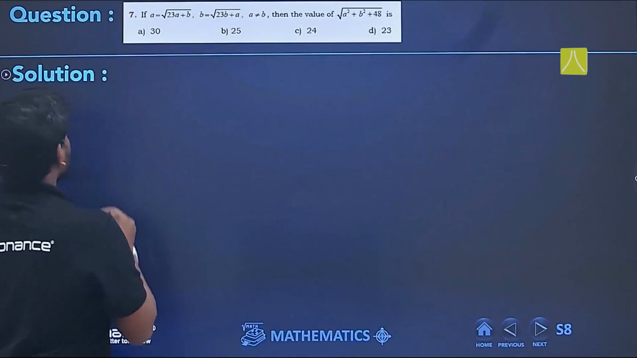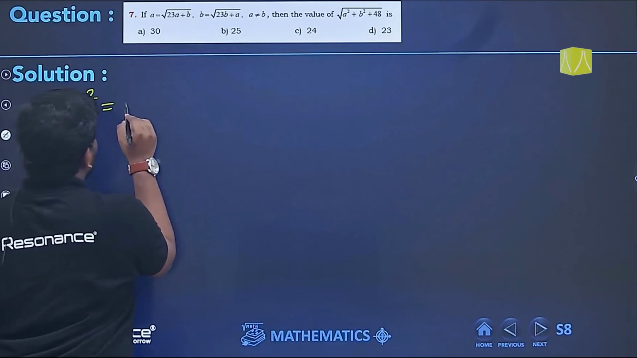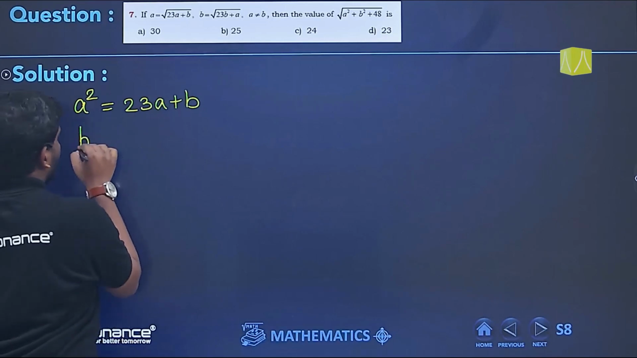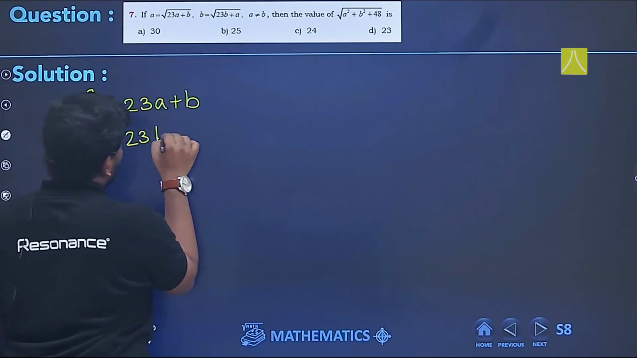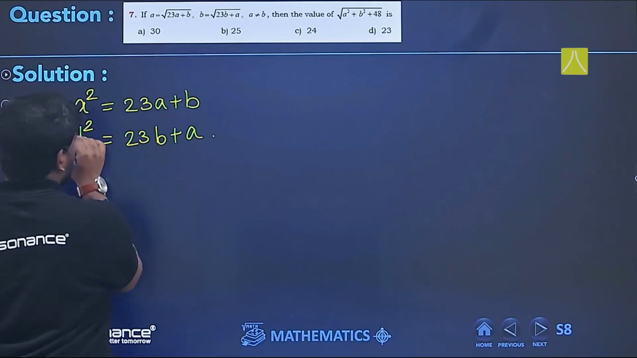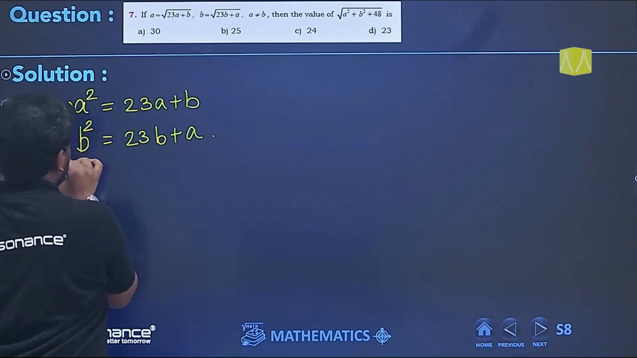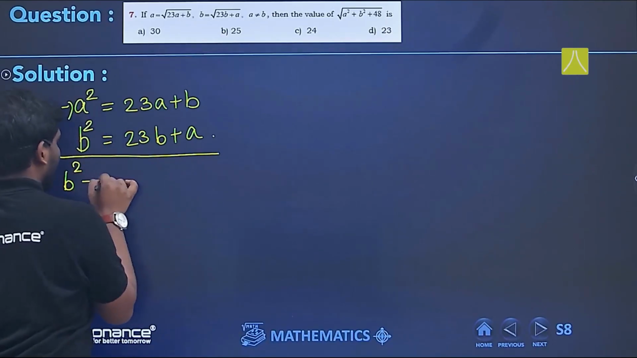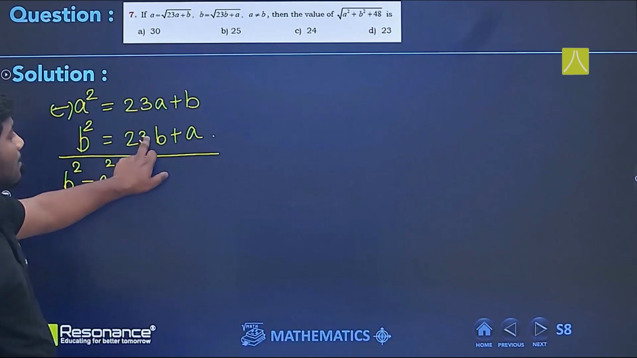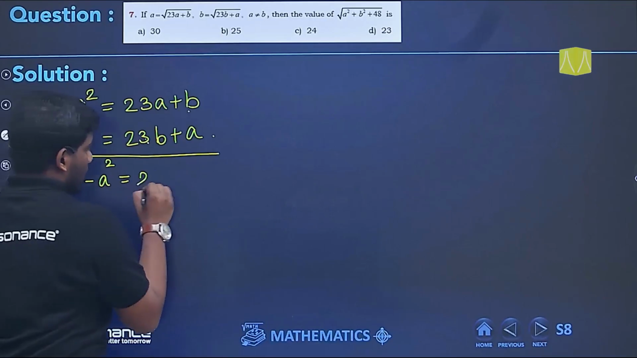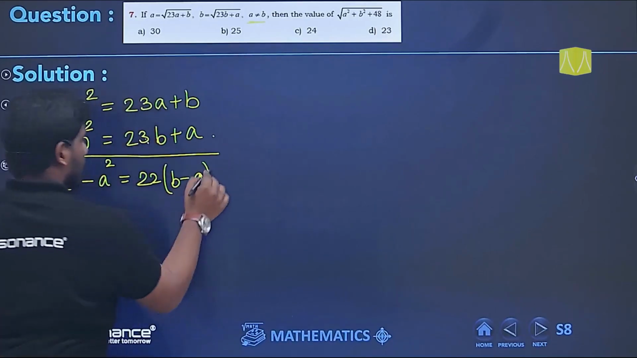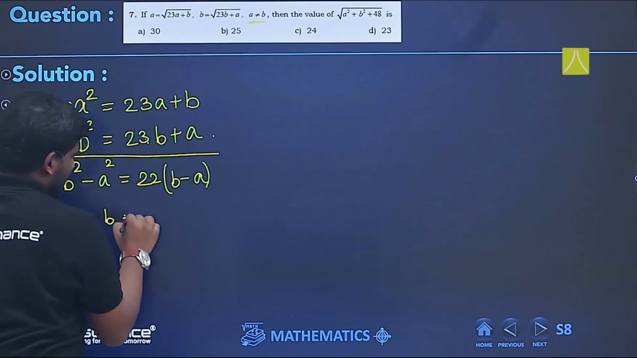Coming to the next question, a square equal to 23a plus b, and b square equal to 23b plus a. Now, if you subtract the first equation from the second, b square minus a square equal to 23b minus 23a. So 22 into (b minus a). Since b and a are not equal, we can perform the division and say b plus a equal to 22.